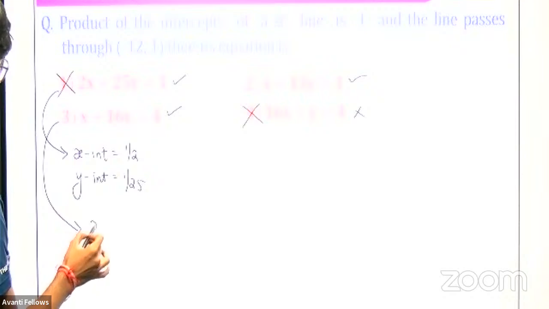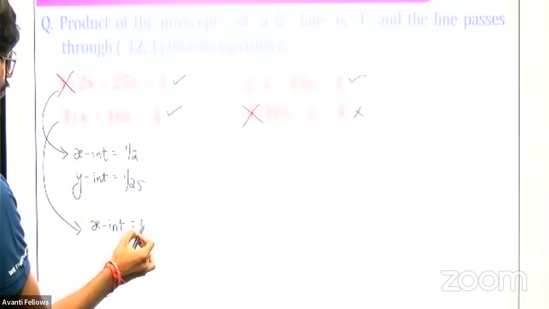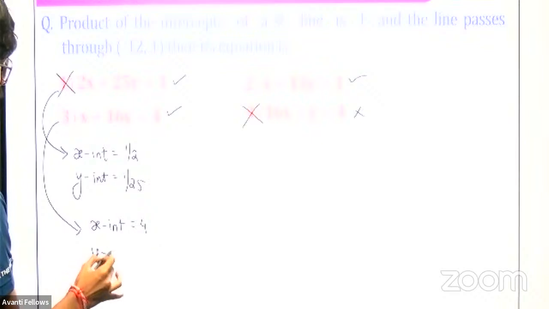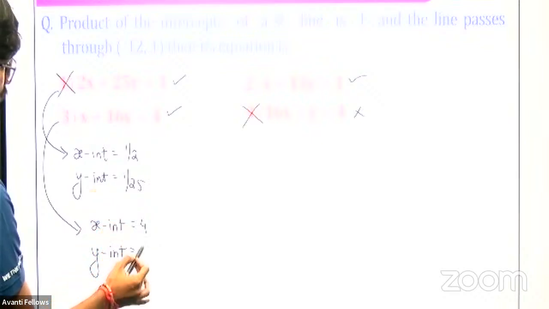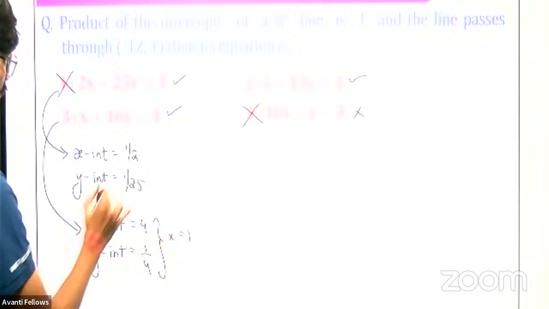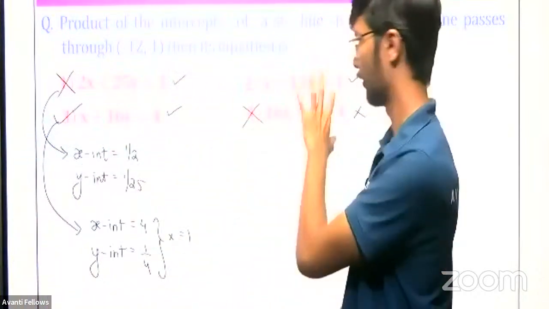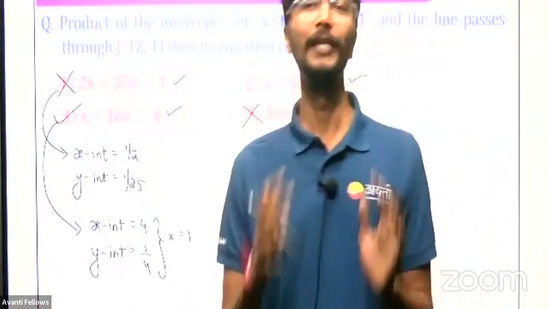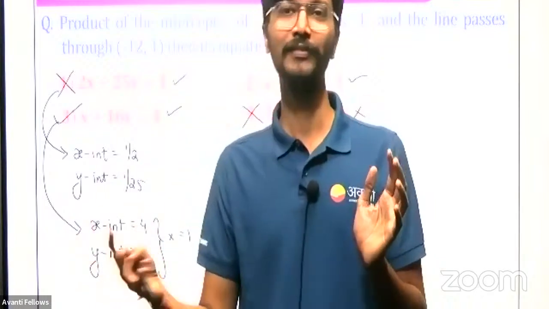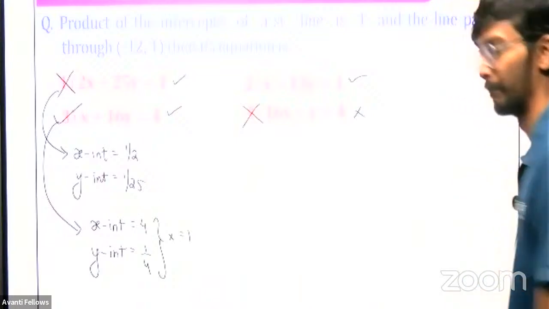X intercept, I hope you know how to find x intercept. Just put y equals to 0. And y intercept is 1 by 4. So if we multiply them, we get 1. So this is my answer, that is option number 3. Obviously, option number 2 will not satisfy because we do not have multiple correct options here. This is JEE Main, so we have only one option correct.